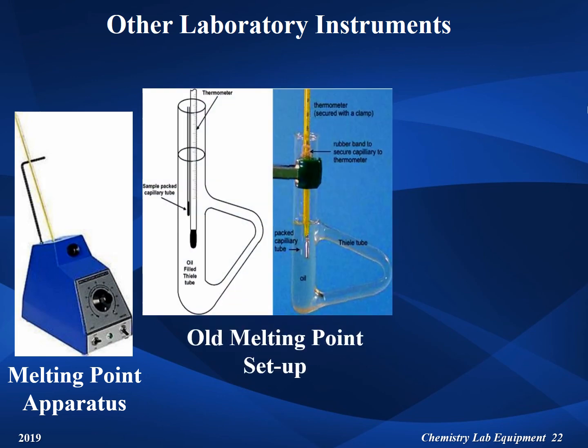This photo shows the old type of melting point setup that used a special tube filled with oil. The sample was packed into a capillary tube, and attached to the thermometer with a rubber band. The oil in the tube was then heated with the flame from a Bunsen burner. The analyst observed both the temperature and the sample to determine its melting point.